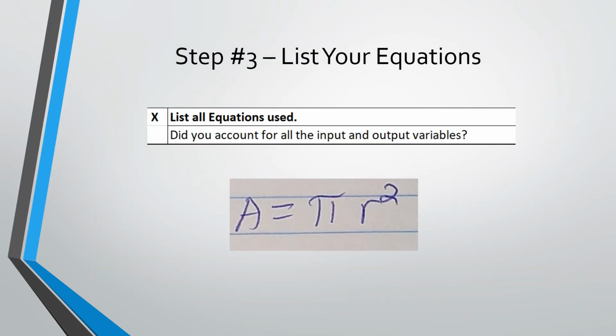Step 3 is to list all the equations that you're going to use. Well, in this case, there is only one equation. A equals pi r squared.